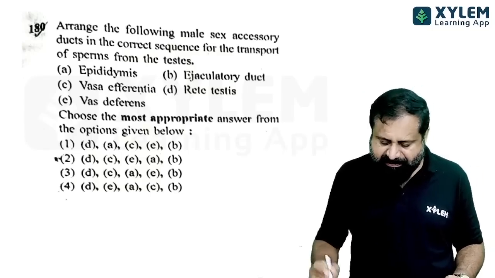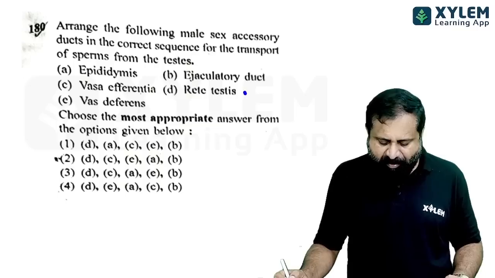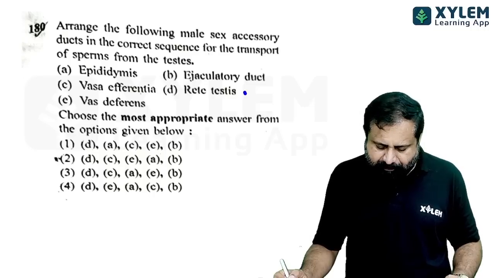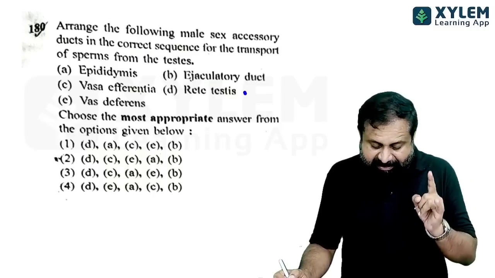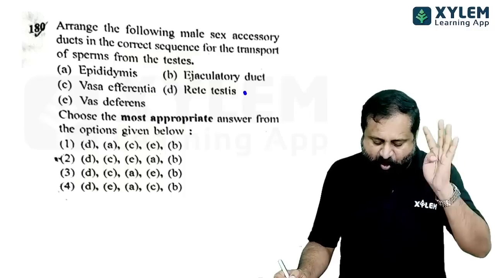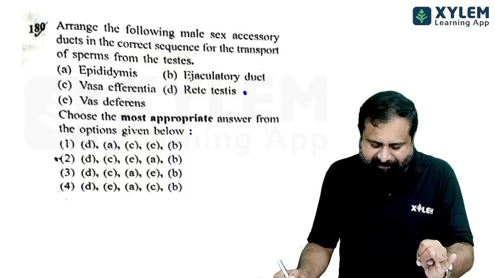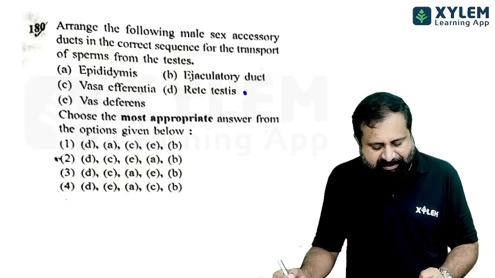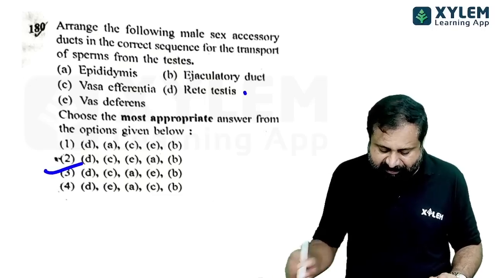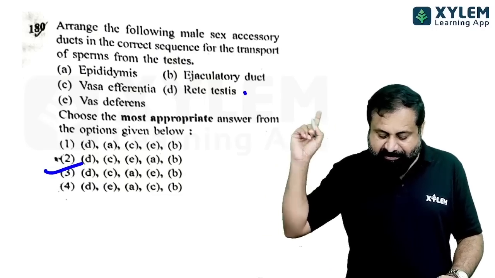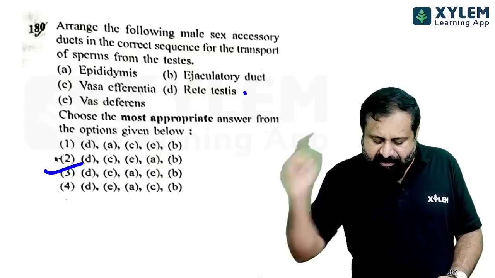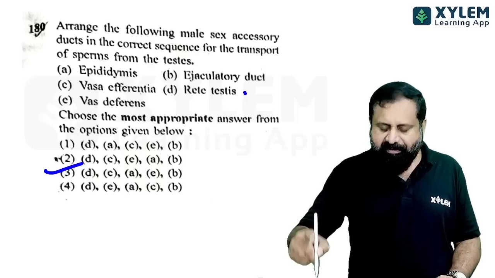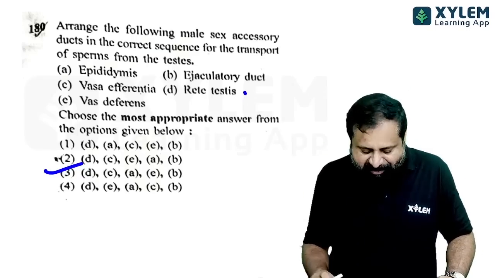First rectus testis. Then vasa efferentia. Rectus testis, vasa efferentia, epididymis. Then vas deferens, ejaculatory duct. Am I right? Okay. So which one is the right answer? 183 is the right answer. Once again read it. Seminiferous tubule. Then sperm comes in rectus testis, vasa efferentia, epididymis, vas deferens, ejaculatory duct. Right. Correct. So 3 is the right answer.